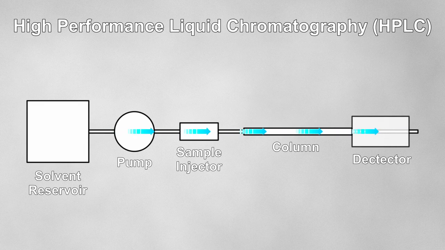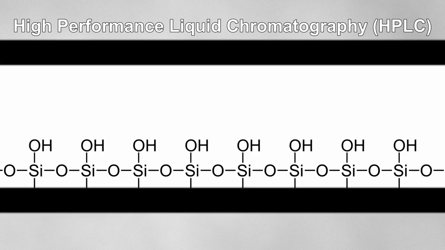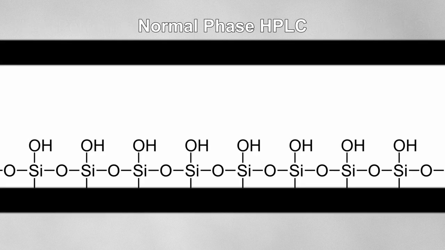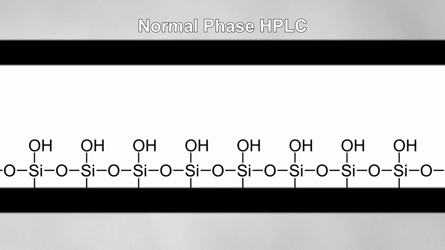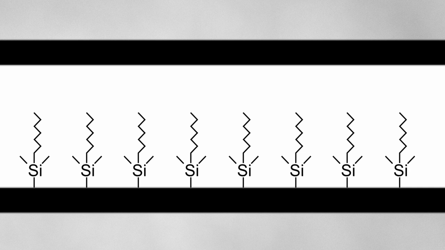A more advanced form of column chromatography is high-performance liquid chromatography, or HPLC. Rather than relying on gravity, this involves pumping a solvent mobile phase through a thin column that has been packed with a silica stationary phase. Using a polar stationary phase like this is called normal phase HPLC, and we typically use a non-polar solvent such as hexane as the mobile phase. The silica can also be coated with non-polar hydrocarbons. In this case, we typically use a more polar solvent such as methanol as the mobile phase. This is called reverse phase HPLC.